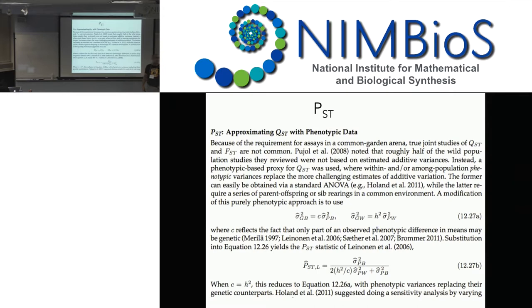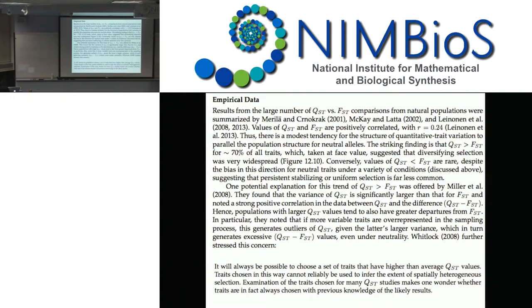What do the empirical data look like? I'll give you the overview and then show you a picture. So there's been a number of reviews. In a large review by Morgan's group, 70% had QST values larger than FST. Conversely, values of QST less than FST are rare. So you might suggest, wow, diversifying selection, different selection pressures among the demes, is really, really widespread.